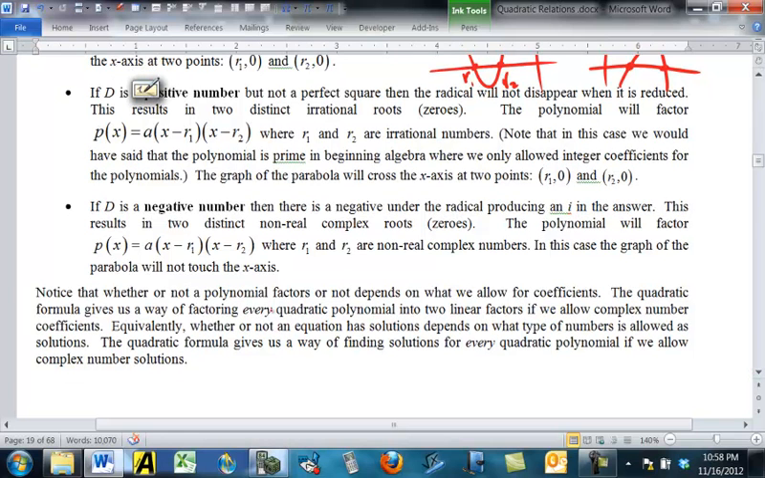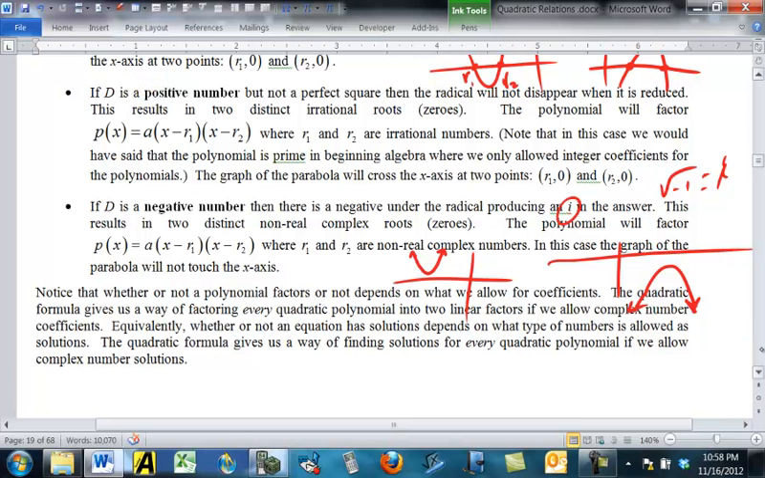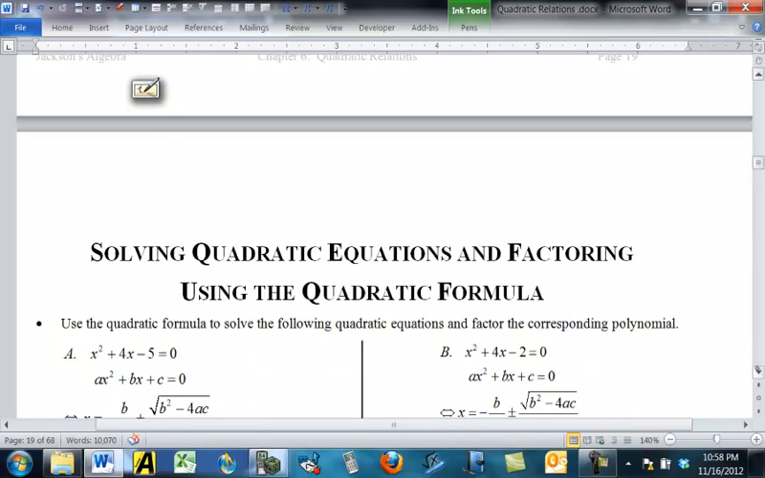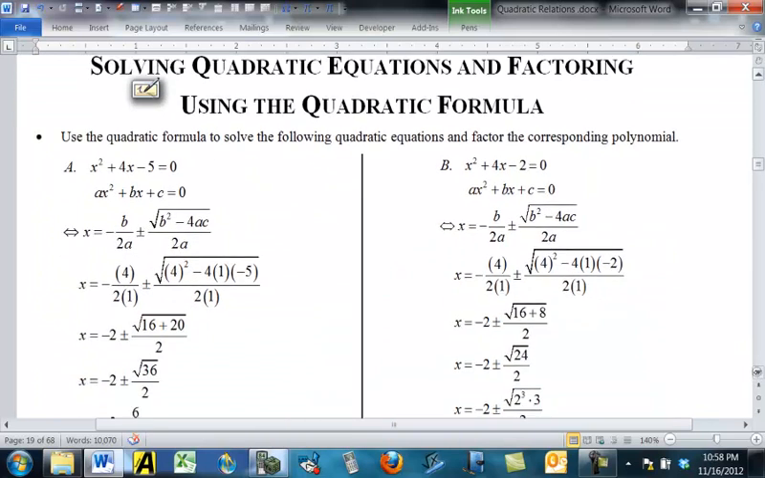But if D is a negative number, then it will not factor even with real coefficients, but it will factor if we allow non-real coefficients, and so the graph is either all above or all below the x-axis, and it doesn't even touch the x-axis at all. And so when you're taking the square root of a negative, you're going to end up with an imaginary number i in there, because remember the square root of negative 1 is going to give you i. So this does give us a guaranteed method of factoring quadratic polynomials. So let's look at solving some equations and factoring using the quadratic formula.